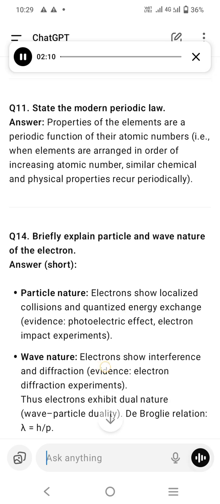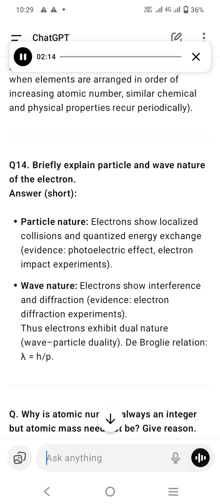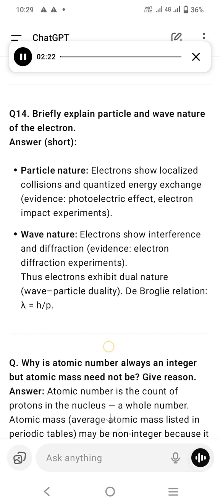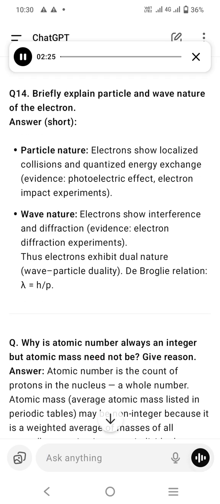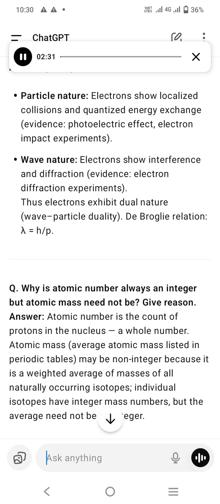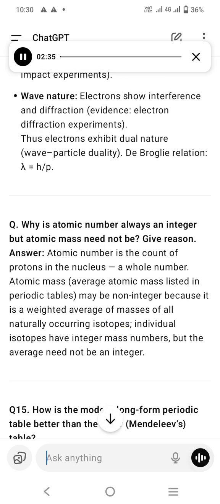Q14. Briefly explain particle and wave nature of the electron. Answer short. Particle nature. Electrons show localized collisions and quantized energy exchange. Evidence: photoelectric effect, electron impact experiments. Wave nature. Electrons show interference and diffraction. Evidence: electron diffraction experiments. Thus, electrons exhibit dual nature, wave-particle duality. De Broglie relation, lambda equals h by p.